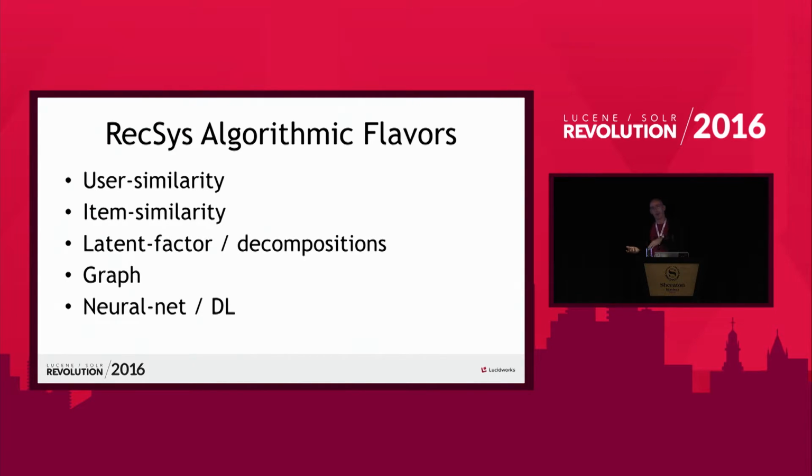Item similarity is instead saying group together all the items based on the users that collectively engage with them. And now for each user that likes a set of items, they have a set of preferences, find the items like each of those that they haven't yet engaged with and recommend those to the user.